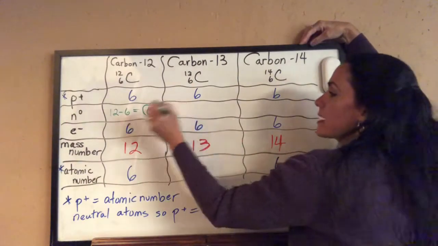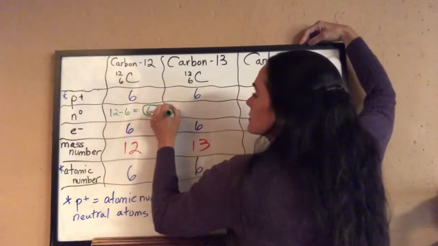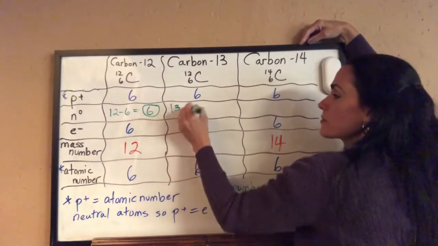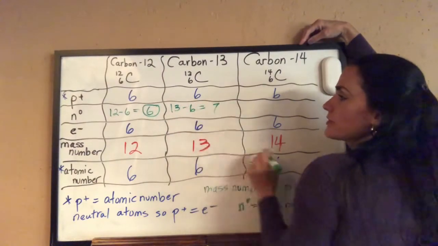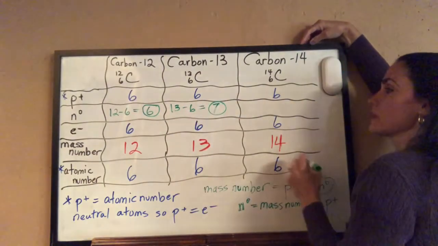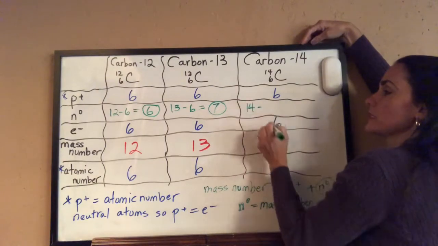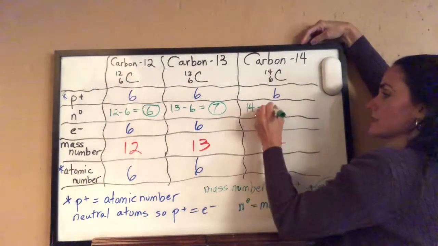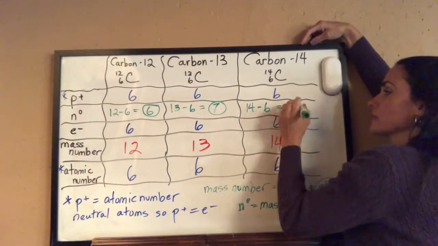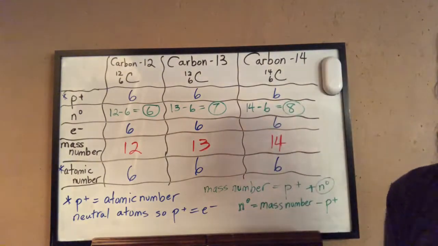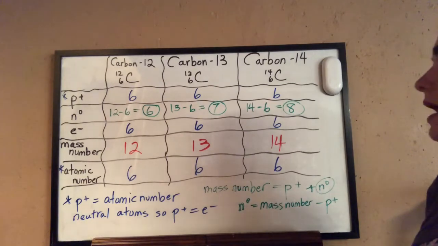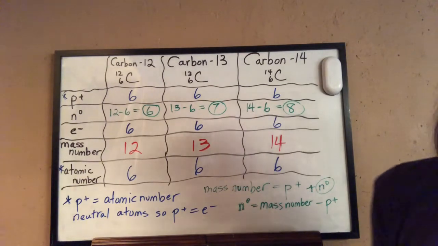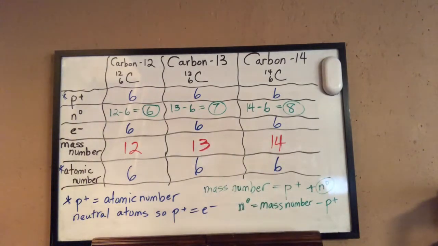Carbon 13, the mass number is 13, the number of protons is 6, so 7 neutrons. Carbon 14, the mass number is 14, the number of protons is 6, so the number of neutrons would be 8. You would subtract to get the number of neutrons. Take the mass number minus the number of protons to get the number of neutrons.